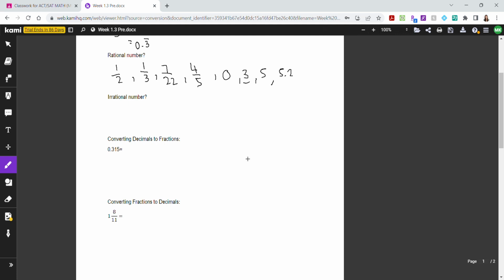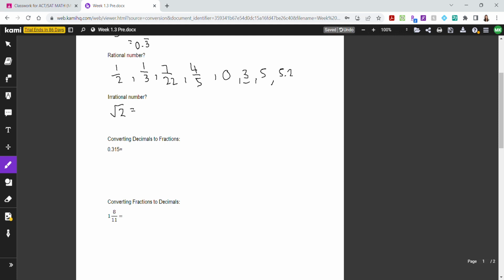Now, the other one is irrational numbers. An irrational number, also known as a non-rational number, is a real number that cannot be written as a fraction or a terminating or repeating decimal. So that means after the decimal, it'll be numbers on and on without any pattern to it, right? A good example of an irrational number is the square root of 2, right? Because if you were to put that in the calculator, let's see what we get.